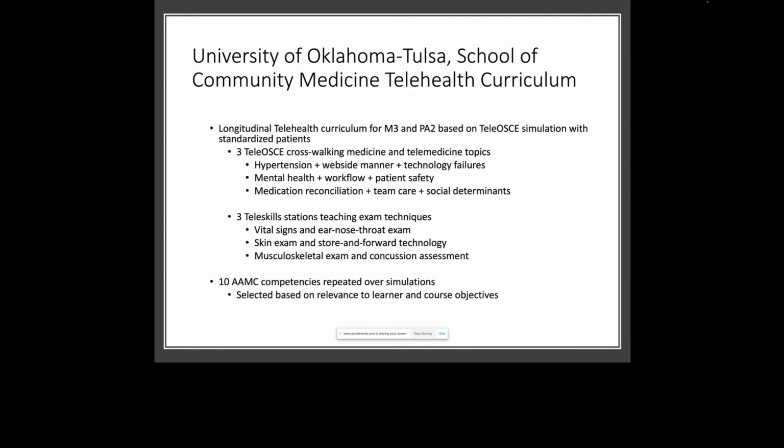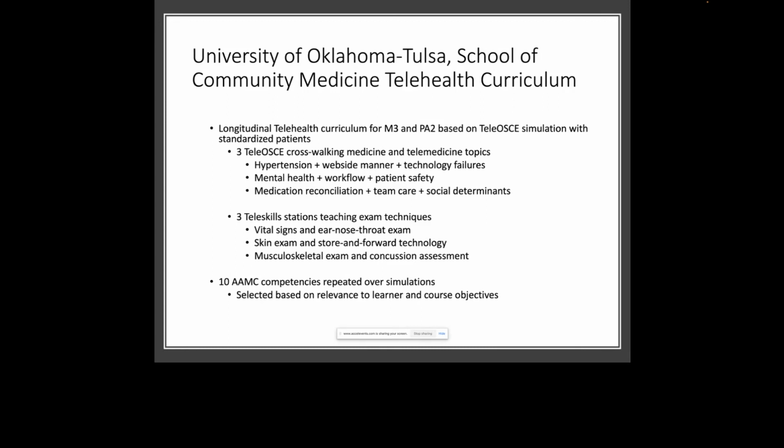So we wrote 3 TeleOSCE cases, which are kind of like the one I showed you, but more robust. They integrate lots of different circumstances. We did a hypertension case that incorporates webside manner, and that really focuses on a big tech failure. That was a big part of it. Tech failures are inherent to all of these, but that was a big one.